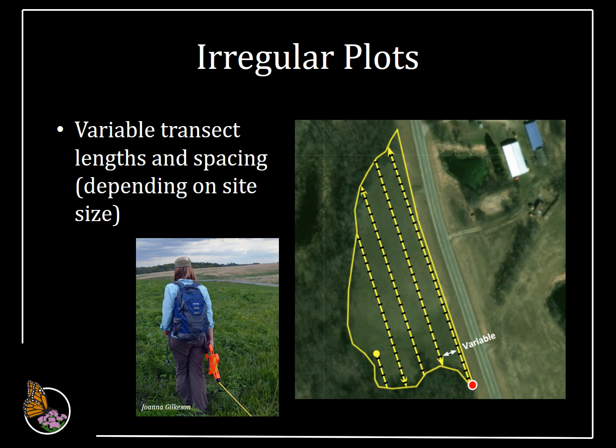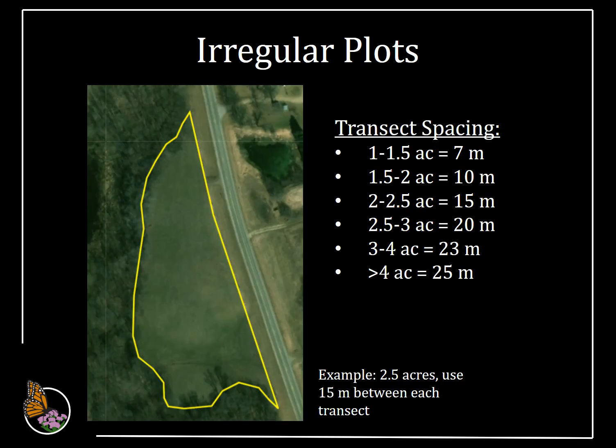For example, if your site measures 2.5 acres, you will space your transects 15 meters apart. These spacing recommendations are also listed in your protocol guidebook. Regardless of transect spacing, remember that you are still aiming to sample 100 subplots. Since your plot is irregularly shaped, each transect will likely have a different number of subplots.